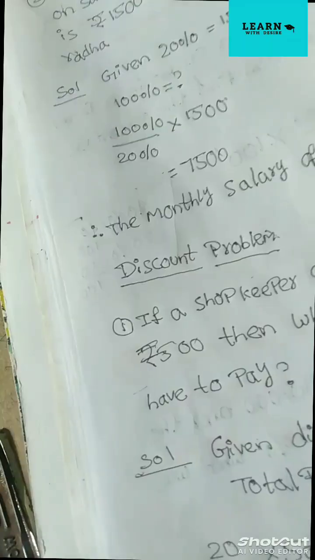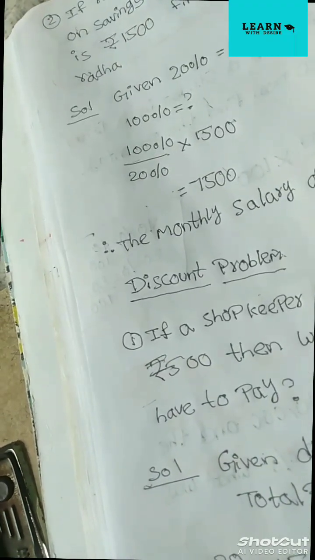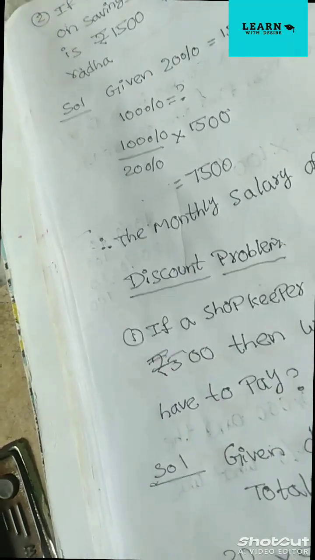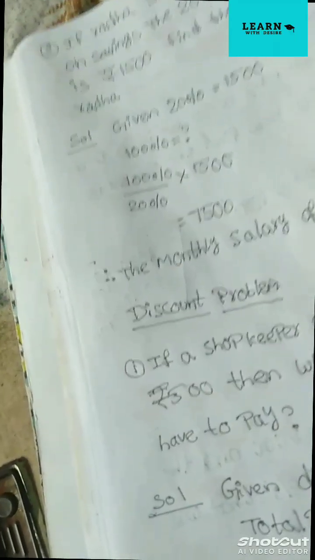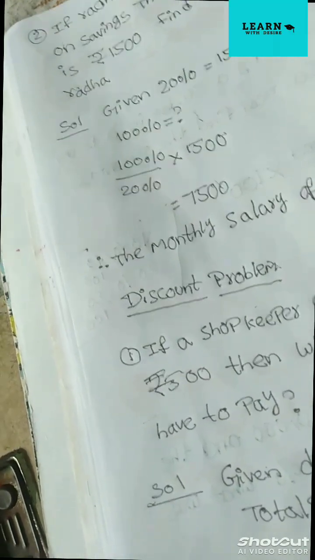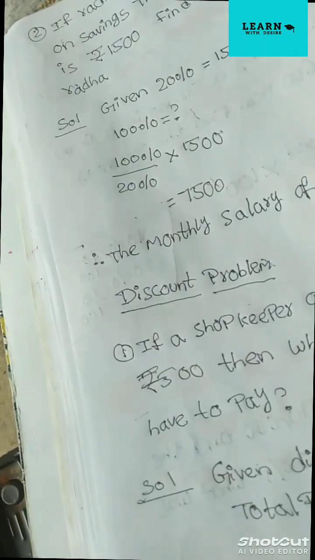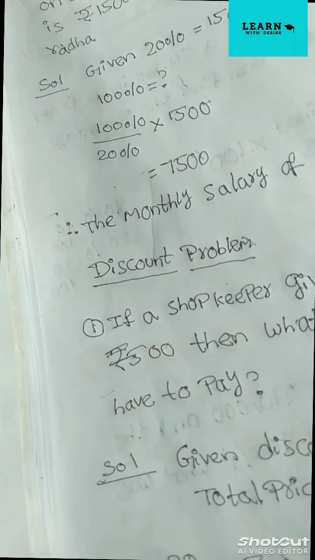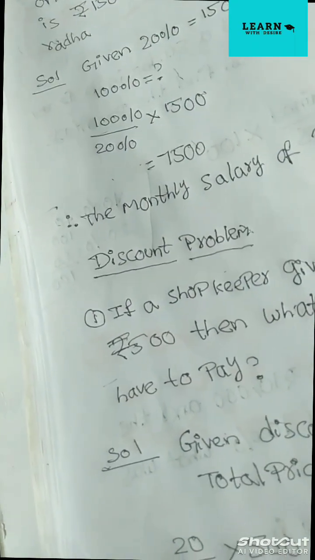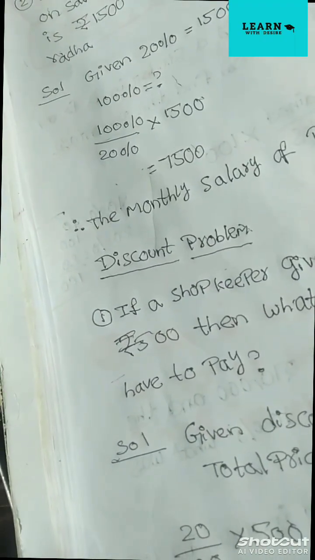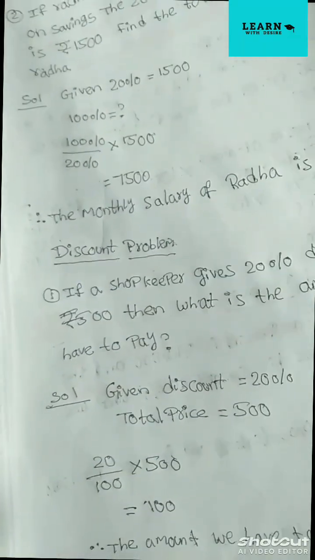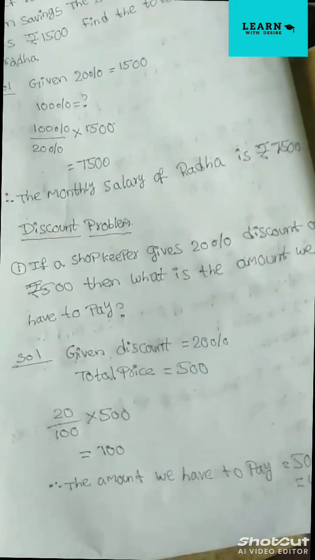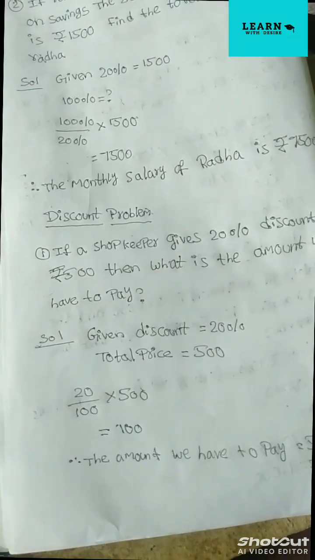After writing this fraction, we have to multiply the value with 1,500. The 1,500 is the 20% of her monthly savings. If we perform the calculation like this, we got the value 7,500. So the monthly salary of Radha is rupees 7,500.